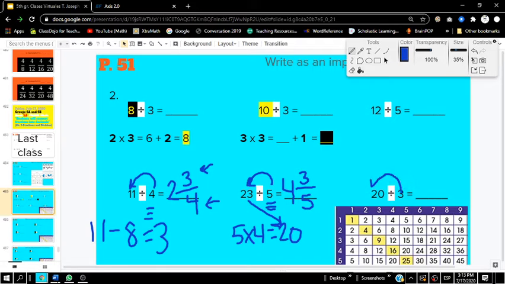How many times does 3 go into 20? Well, if you count by 3s, 3, 6, 9, 12, 15, 18. So 6 times. 6 times 3 is 18, and 20 minus 18 equals 2. So 2 is going to be my numerator, and my denominator always stays the same, which is 3. Boys and girls, check your answers to make sure that they are correct. And we're going to go on to the next part on page 51.